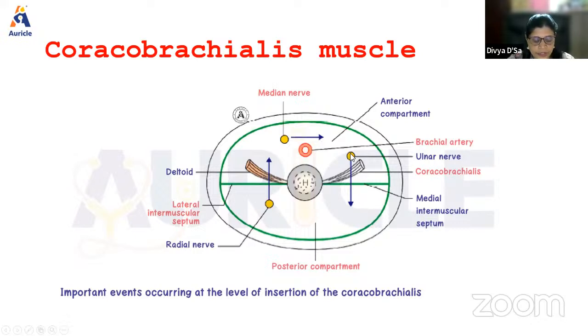Then the radial nerve pierces the lateral intermuscular septum, and it will pass from the posterior compartment to the anterior compartment. The ulnar nerve, which lies in the anterior compartment, will pierce the medial intermuscular septum and enter the posterior compartment. Then the medial cutaneous nerve of the arm and the forearm will pierce the deep fascia to become superficial there. And the nutrient artery will pierce the humerus. So these are the events which occur at the insertion.